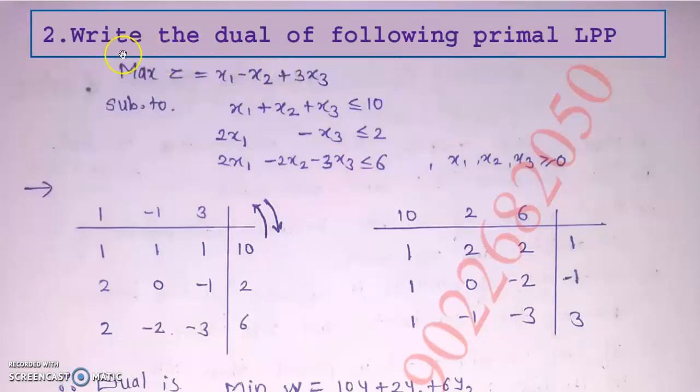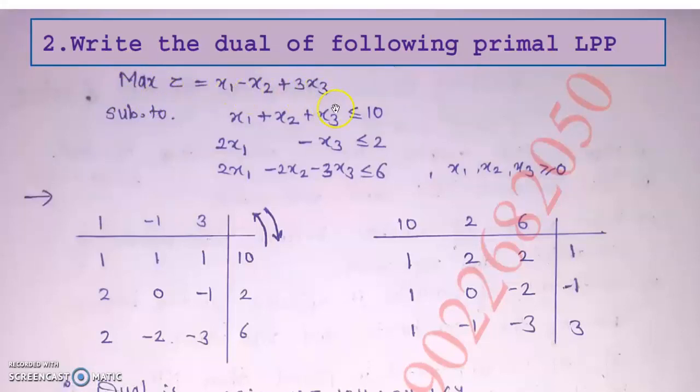Again, here the given LPP is of maximization and we have three variables x1, x2 and x3, subject to three constraints. So the question is of maximization, all constraints should be of less than or equal to type, and they are. Therefore we write its matrix. So we have the coefficients of the variables of the objective function, that is 1, minus 1 and 3, as the top row, and we have the RHS 10, 2 and 6 as the rightmost column.